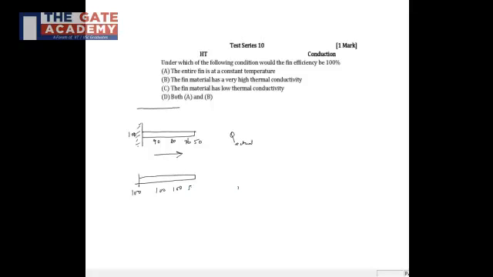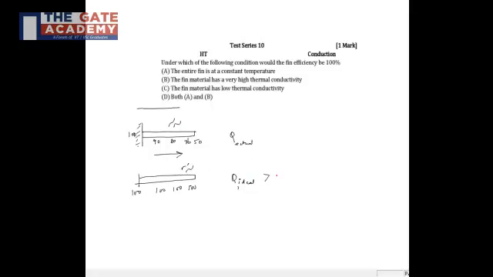Now ideally, what I would want is, let's say the base temperature is 100, and if the thermal conductivity is very high, such that the entire temperature of the fin is at the base temperature, then it's the ideal heat transfer to the atmosphere. The heat transfer will actually be more in the second case.